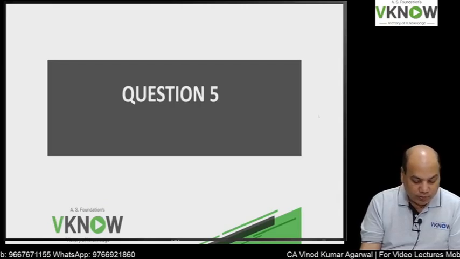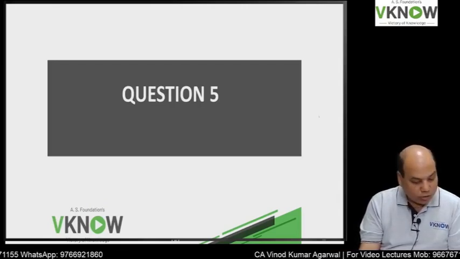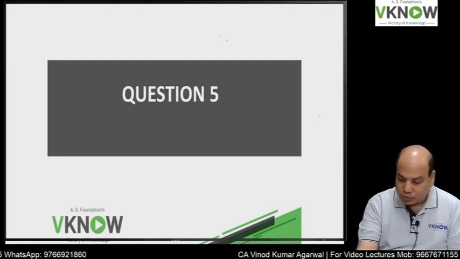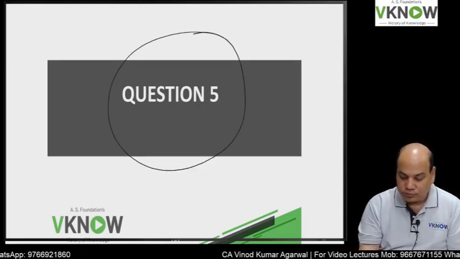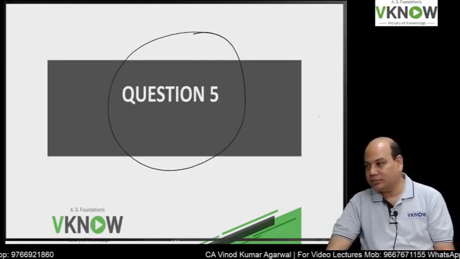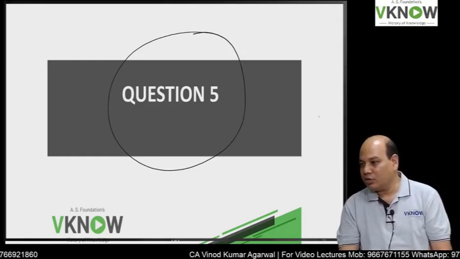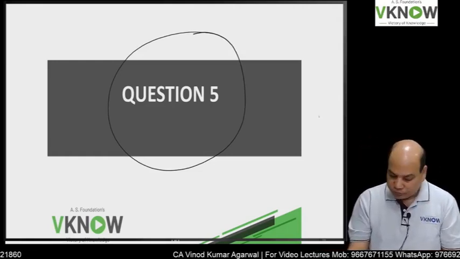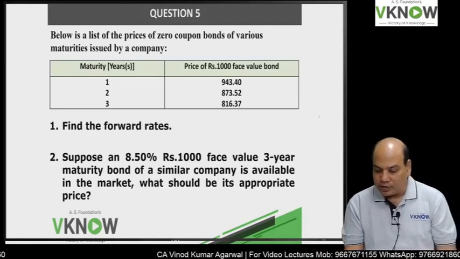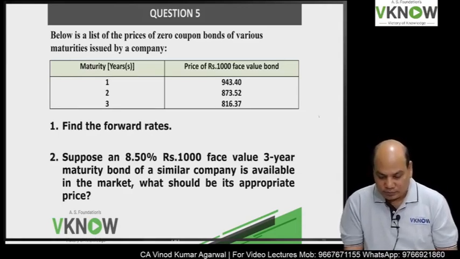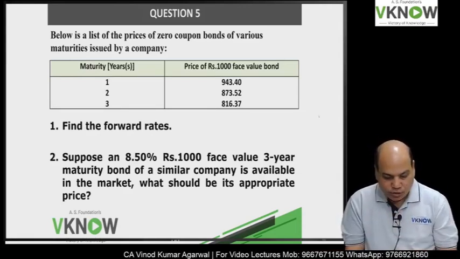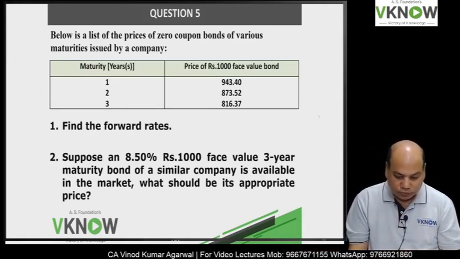So today we will take one more question. Prachi is also right. Question number 5 is based on forward rates. So these are the different varieties I have taken in the revision batch. Question number 5 in front of you.